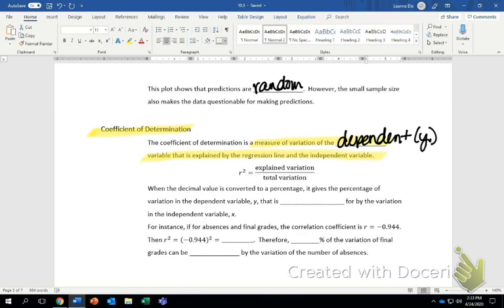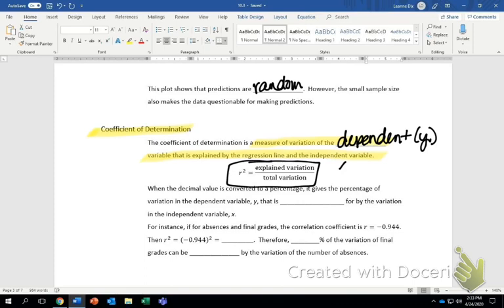And so we have this formula right here, which is going to be super important. Something to note about it is r. And remember, r is a correlation coefficient, which determines the strength and direction of data. Is the data related or is it not related? Is it positive or negative, or is it weak or strong? So you can take your correlation coefficient and square it, and you don't even have to worry about computing your explained variation and total variation.